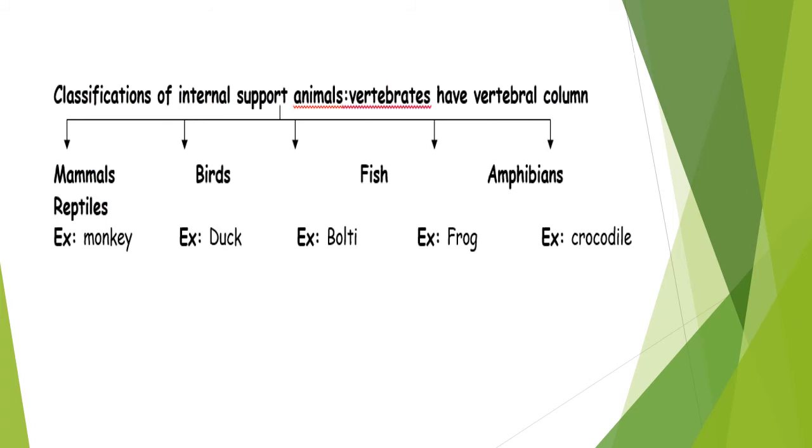Classification of internal support animals. Vertebrates, which have a vertebral column. So internal support means vertebrates, like mammals, birds, reptiles, fish, amphibians. Mammals like monkey, birds like duck, fish like poultry, amphibians like frog, and reptiles like crocodile.